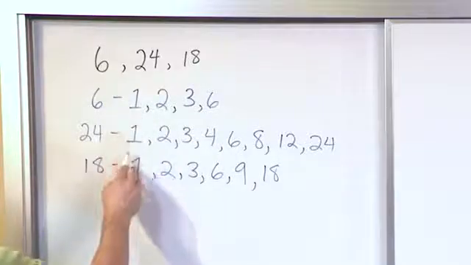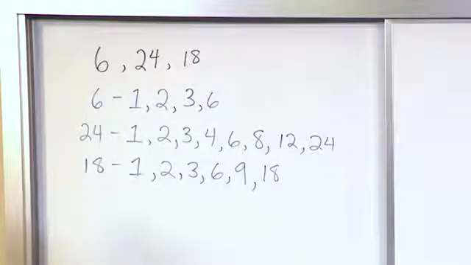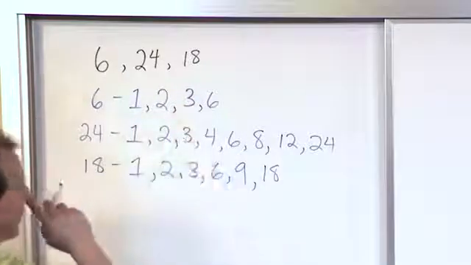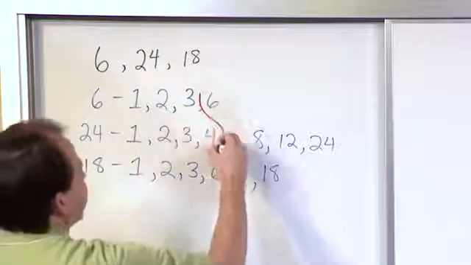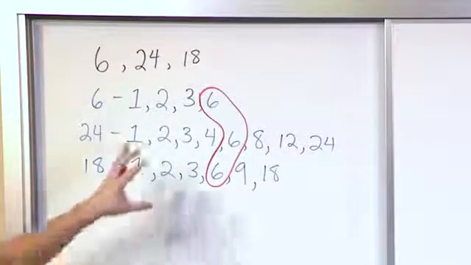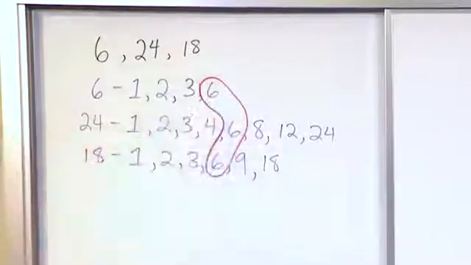So all we've done is write all the factors of all the numbers, and we can see right away that the number 1 is a common factor. Okay, the number 2 is a common factor, the number 3 is a common factor, but the greatest common factor is actually the number 6. Because that is the largest factor that's common to all three of these lists.